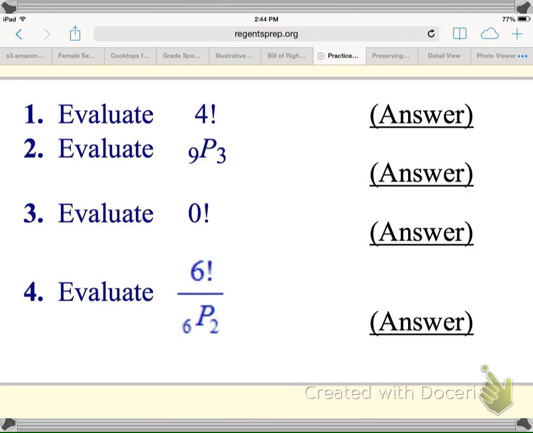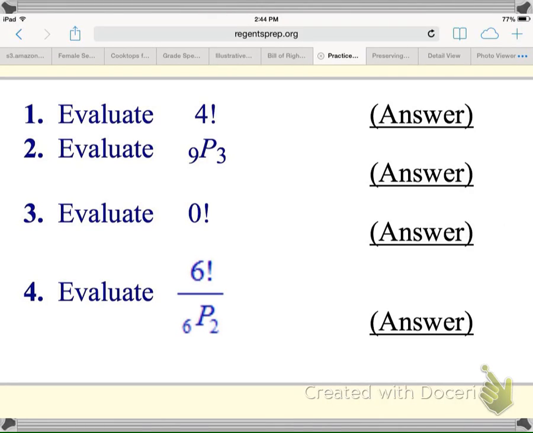Okay, let's try some practice problems here. This first one, I think what I'm going to do here is just have Lauren pause after each one so that you can talk about it. And so your first one is to evaluate 4 factorial. So go ahead and write the problem down and the answer and stand up when you're ready.